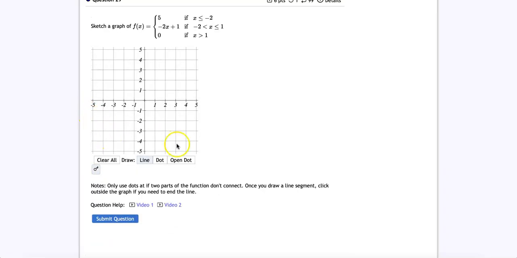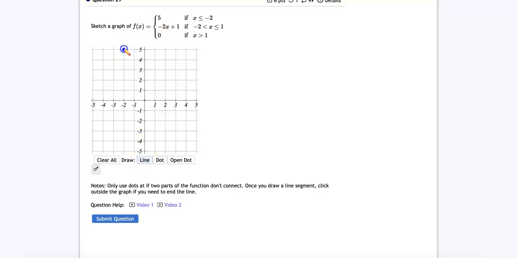And for this last one, this is broken into 3 separate chunks. The less than or equal to -2 chunk is the equation y equals 5. So if I start at -2 as an x value, the corresponding point is at +5. Now, anything to the left of -2 is also going to be 5.